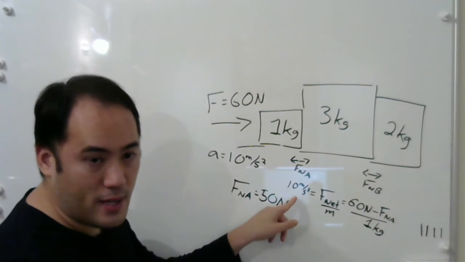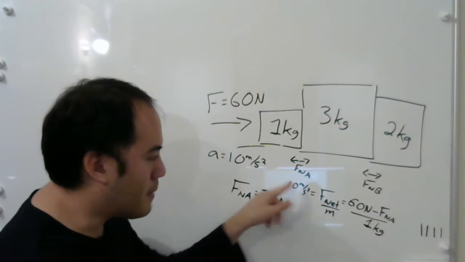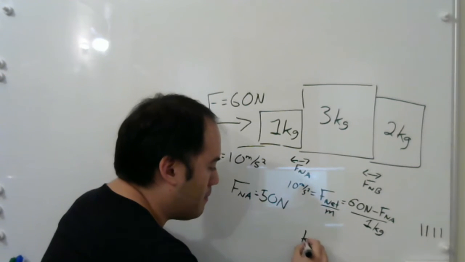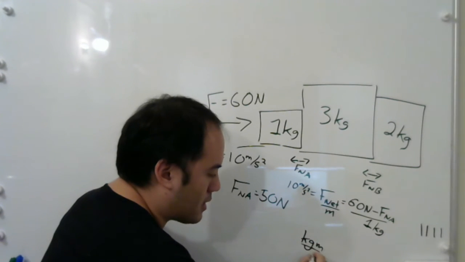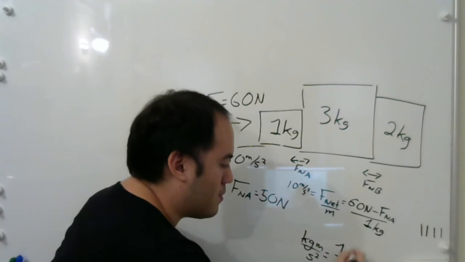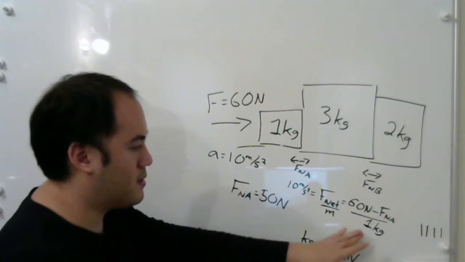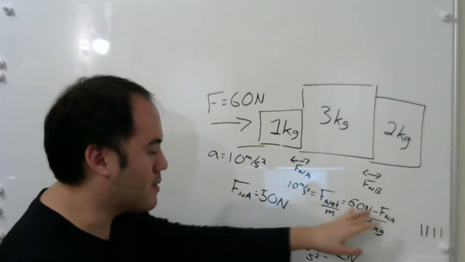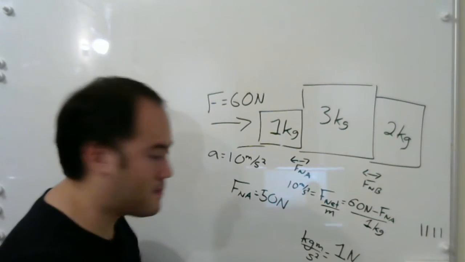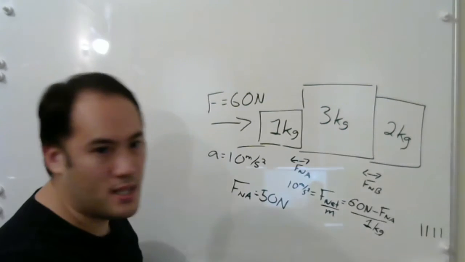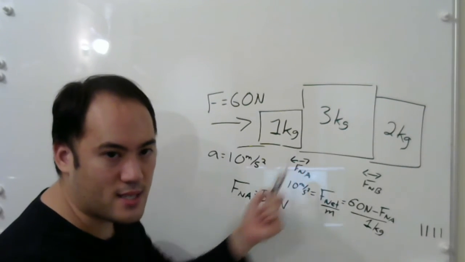Multiply both sides by 1 kilogram. 10 kilogram meters per second squared is 10 newtons. A kilogram meter per second squared is the derivation of a newton. So 60 newtons minus Fna equals 10 newtons. 60 newtons minus 10 newtons equals Fna. Fna is 50 newtons. We did it. We did half of it. We found the normal force between these two blocks is 50 newtons.